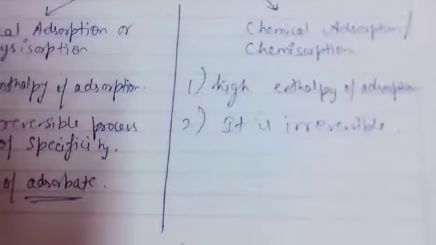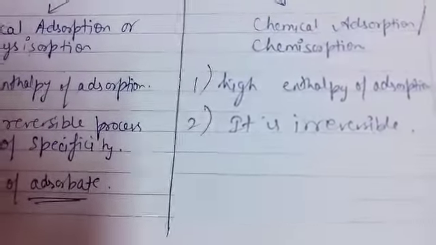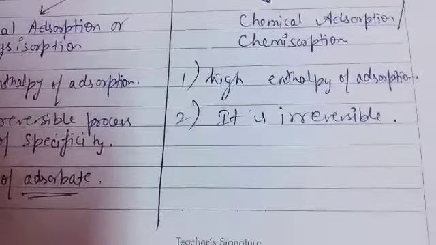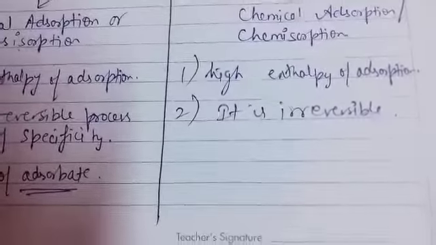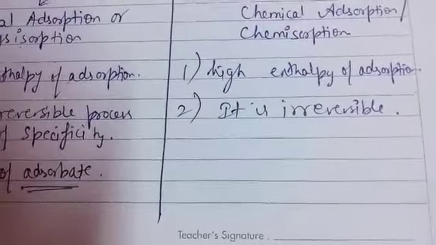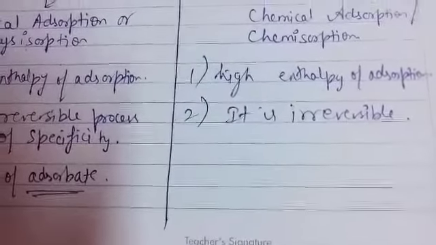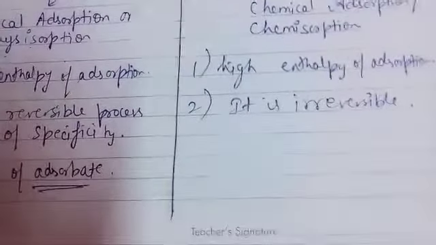Because chemical bonds are formed, that is not easy to break. In case of chemical changes, new substances are formed. So if chemical bonds are present, it involves formation of a compound. That's why it is irreversible in nature.